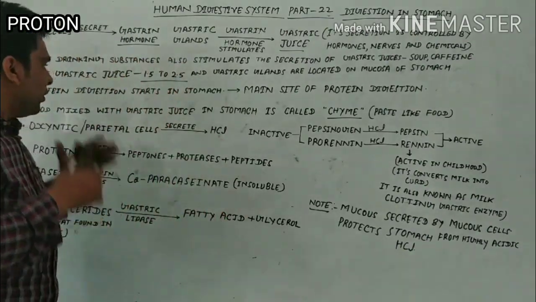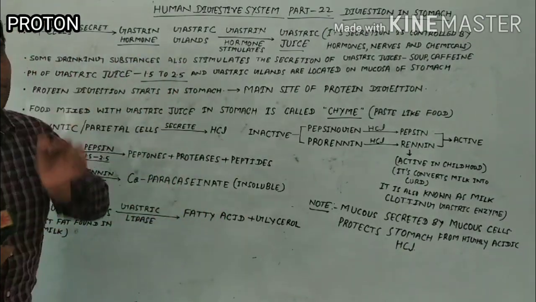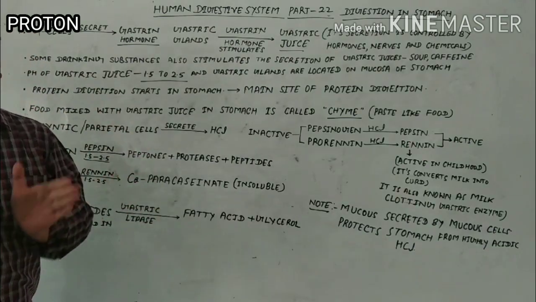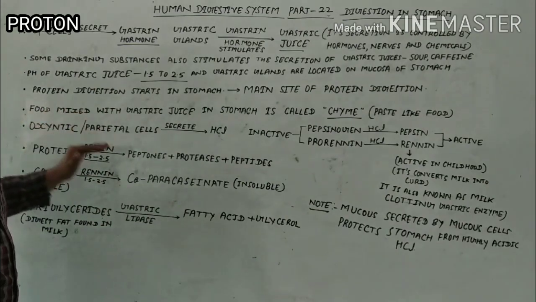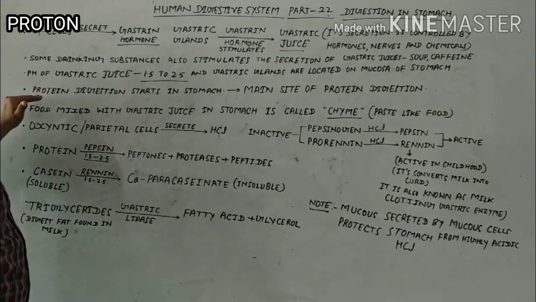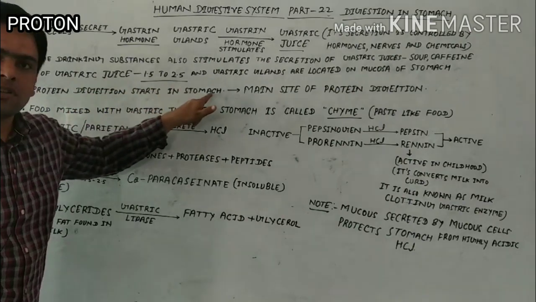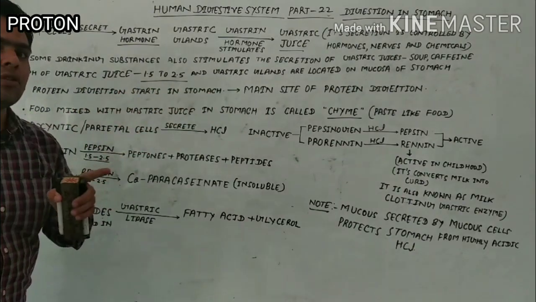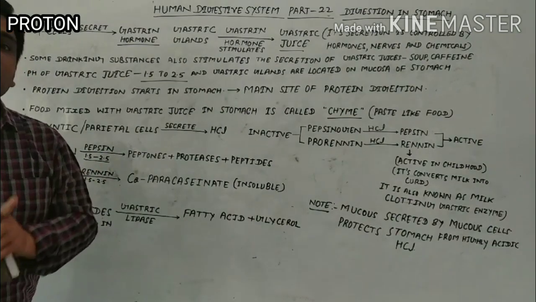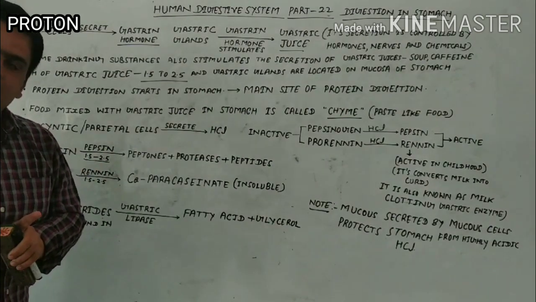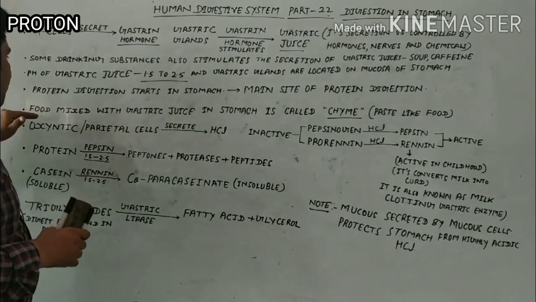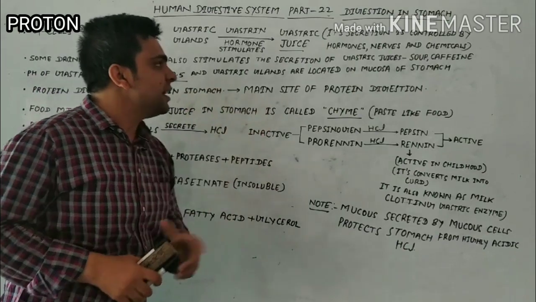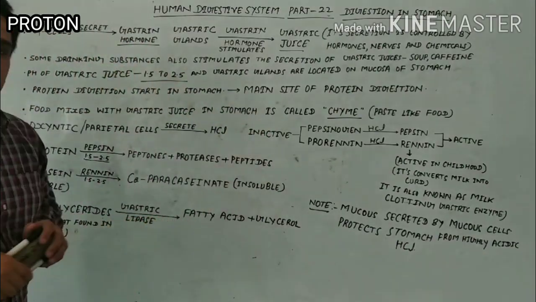In other words, if we talk about the digestion of protein, the main site where the digestion of protein gets started is the stomach. So I have mentioned this point, that protein digestion starts in our stomach, but it is not completed. I mean to say the digestion of protein is not completed in our stomach. Clear students? Protein digestion starts in our stomach. Main site of protein digestion is the stomach.